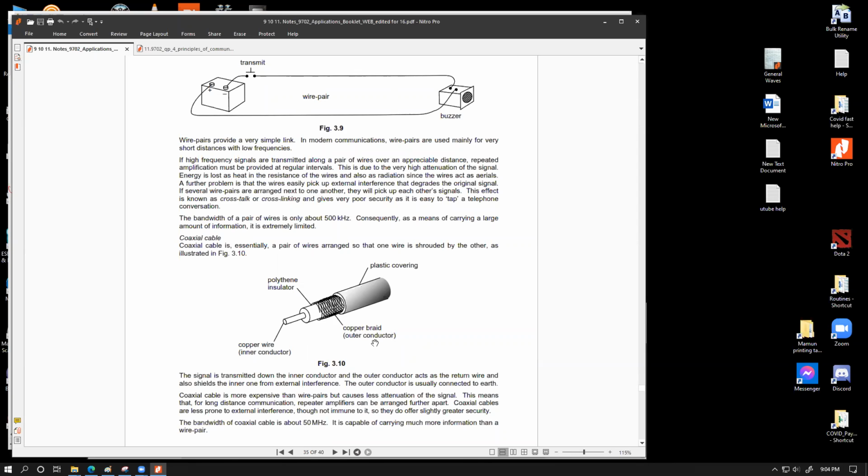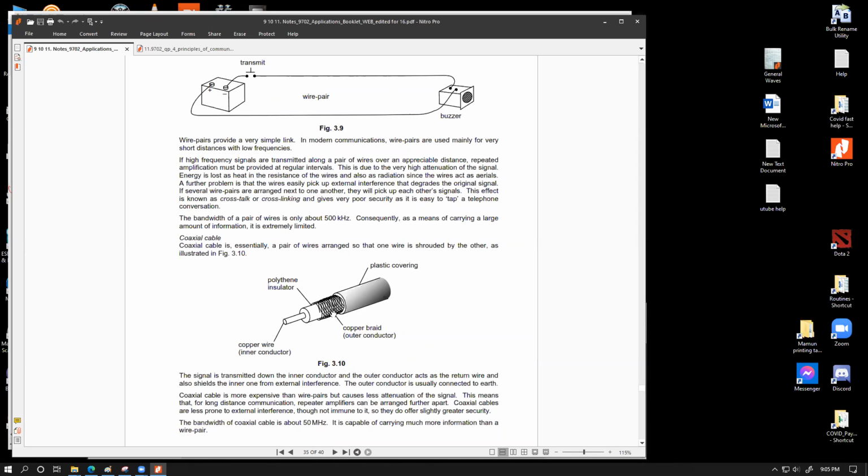Other than having copper, we can also have, what is this thing called? We can have other metals, for example, aluminum or other metals that can make a good mesh. That's also possible. And the thing is that this metal mesh is actually connected to the ground.